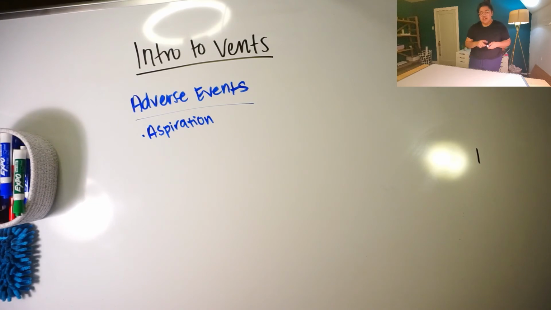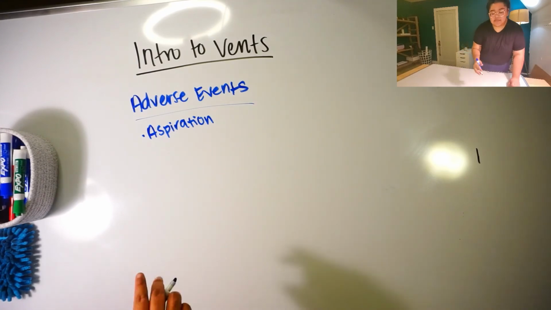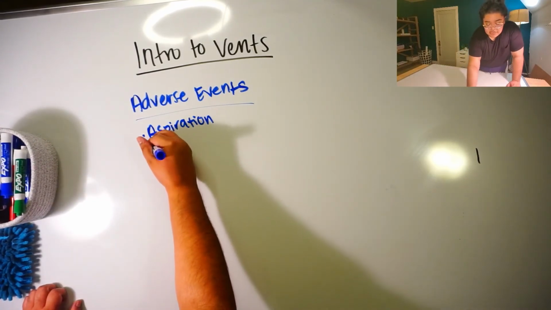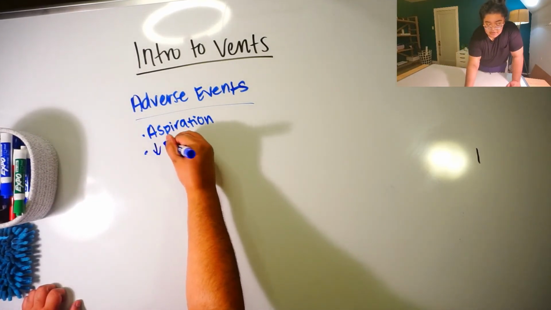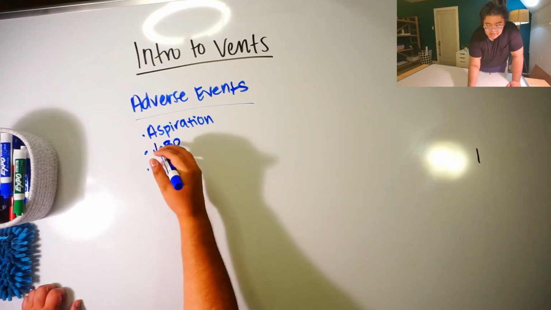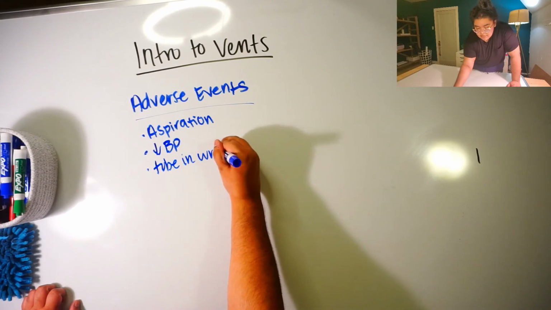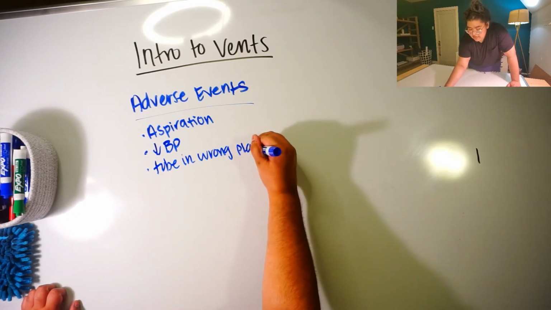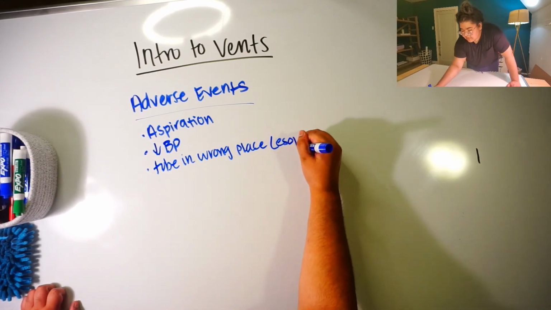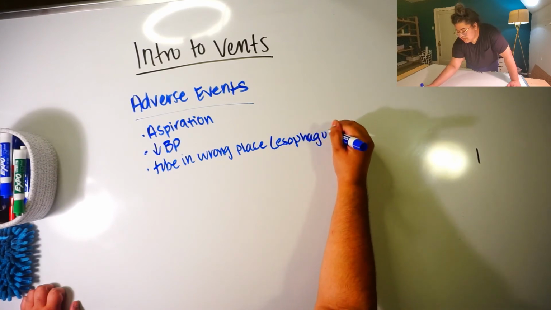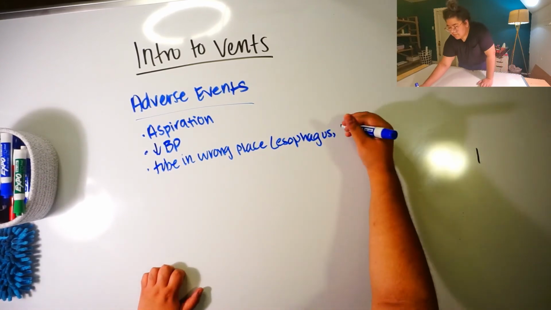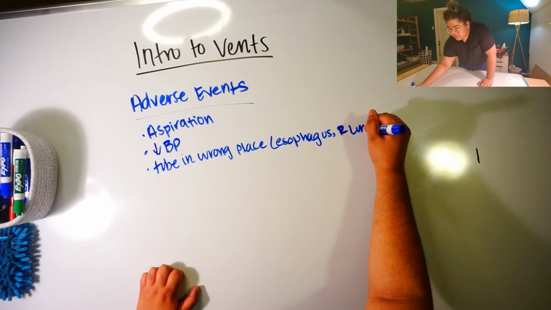Okay, so the other thing that we do to prevent aspiration is just having suction available. So aspiration's a big one. Hypotension, which we already talked about how we would combat that. The tube is in the wrong place. So this could be the esophagus. This could be the right lung, etc.